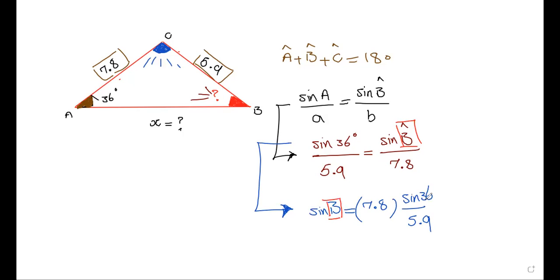It's very easy. You put sine 36 in your calculator. How much do you get? You get 0.5877. Okay, and now it equals 7.8 times 0.5877 over 5.9. Then as a result, the value of B, how much is that?